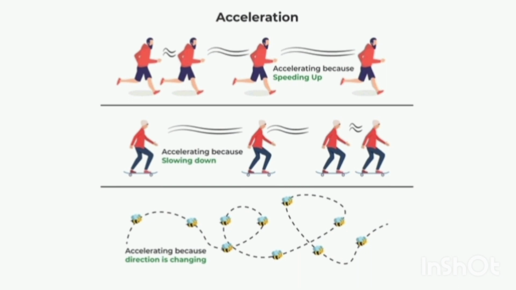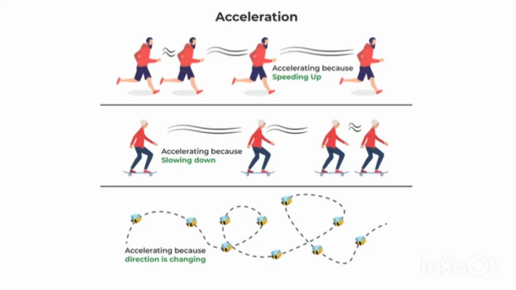You can see in the picture that a person is speeding up, so there is acceleration because of speeding up. Now a person is slowing down, so it is accelerating because of slowing down. And there is acceleration because the direction is changing, right?